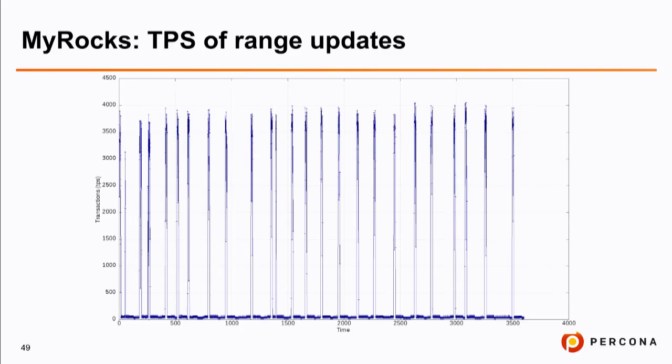And one more thing in benchmarks, when we start benchmarking range updates, we saw the same picture. This is the transactions. This is the TPS of RocksDB on range updates. And we asked the RocksDB guys what's going on there, and they explained to us that this is a compaction effect.